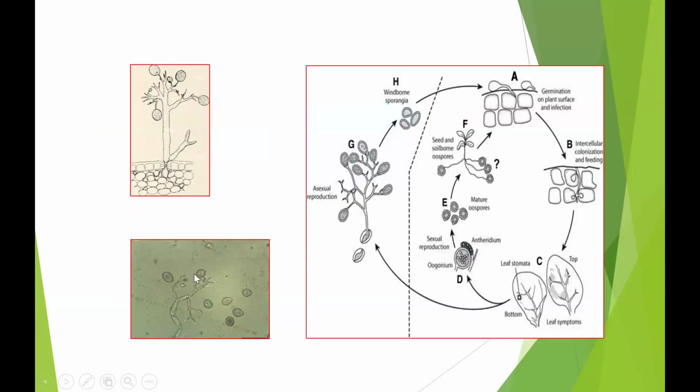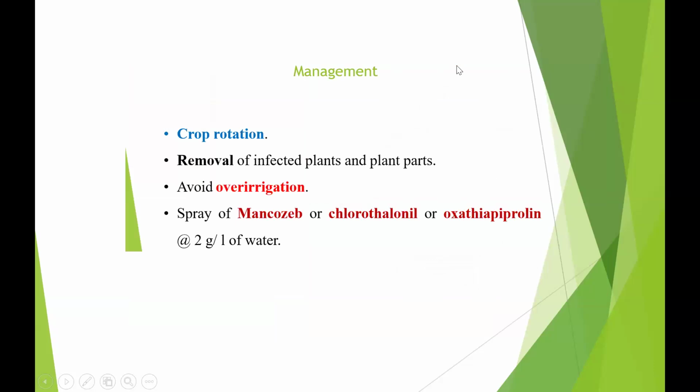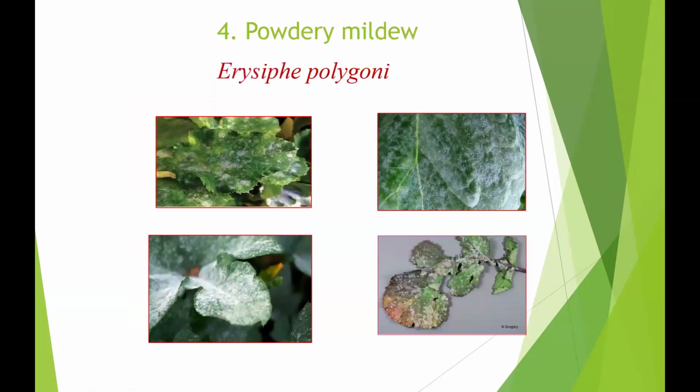This is how it looks under microscope. These are the sporangia, and dichotomously branched sporangiophore can be seen. Management is through crop rotation, removal of infected plants, avoid over-irrigation, spraying mancozeb or chlorothalonil or oxathiapiprolin.